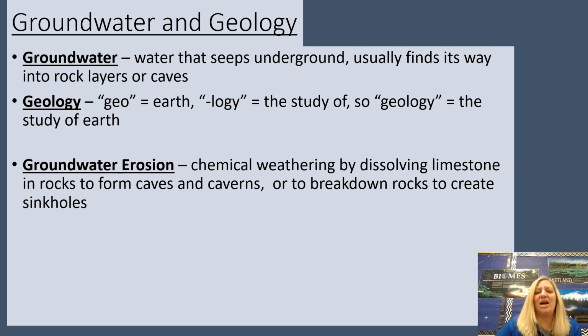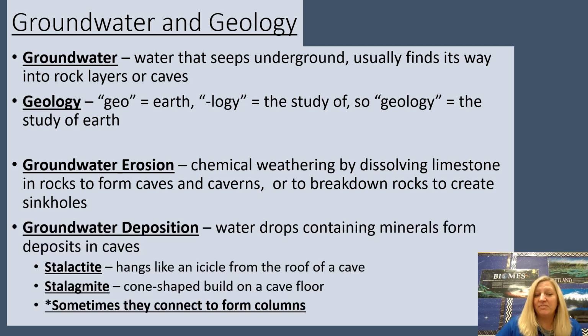And we're dissolving limestone rocks to create caves, caverns, or sinkholes. And in groundwater deposition, where that sediment builds up, this is water droplets that are containing minerals, and those little tiny drops over long, long periods of time, thousands or millions of years, are creating cave formations. So you get stalactites, and these hang like icicles from the roofs of caves, or stalagmites that build up on the floor of a cave. So mites are from the bottom, tights are from the top. And sometimes they completely connect and you get what's called a column.